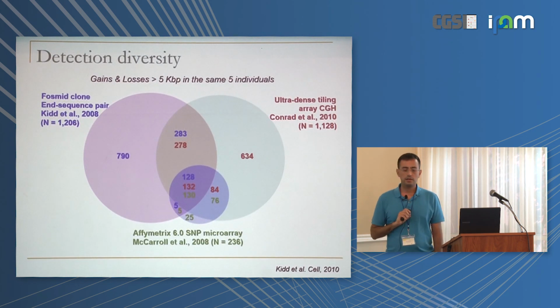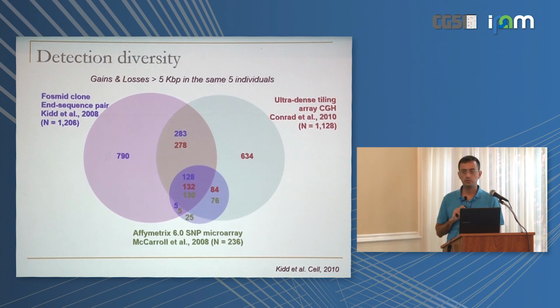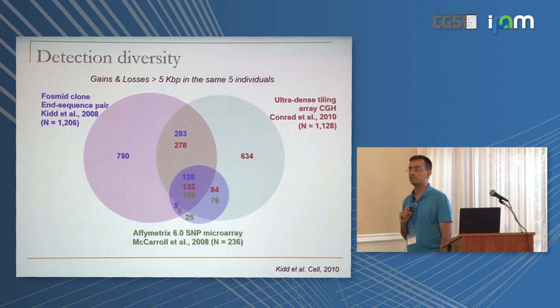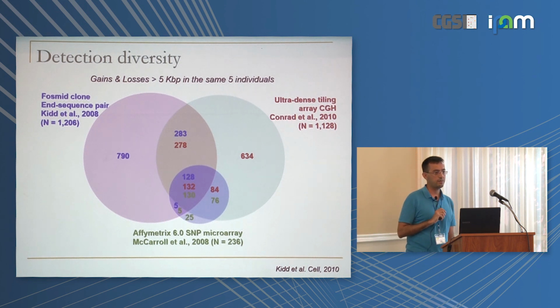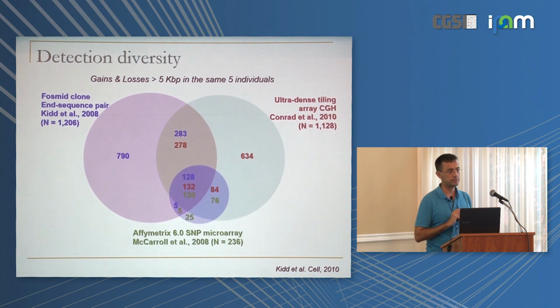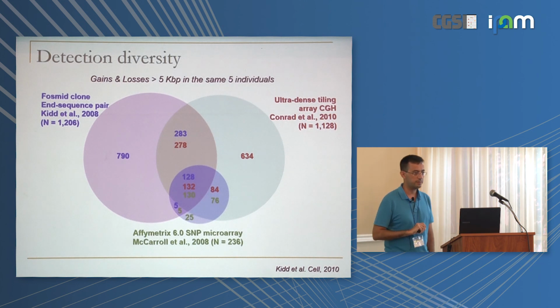So this is the gains and losses. Here the gains are insertions and duplications, and losses are the deletions that are larger than 5 kb detected in the same 5 individuals using 3 different technologies. And these are all validated real deletions. We are not talking about any false positives here.